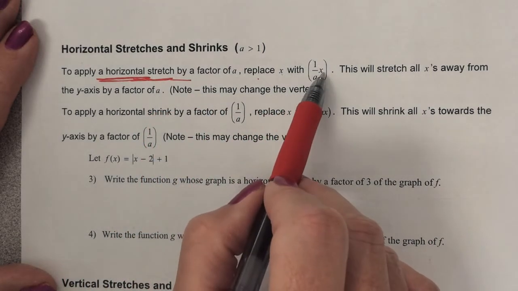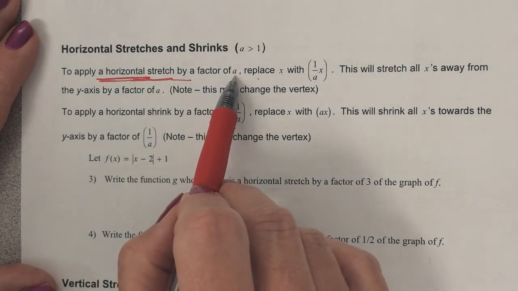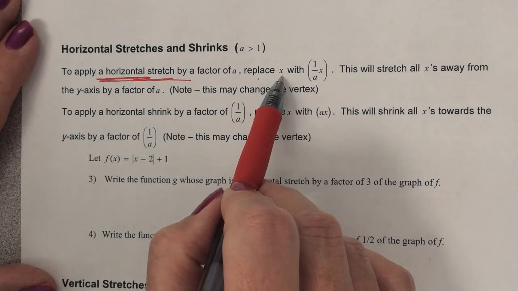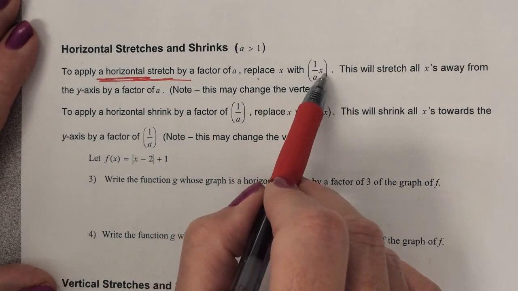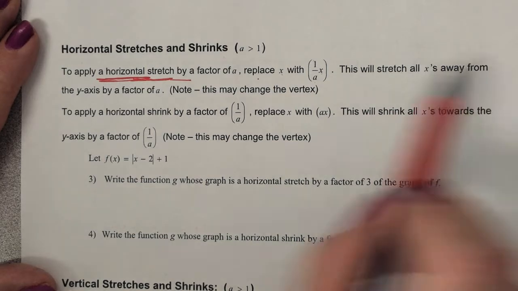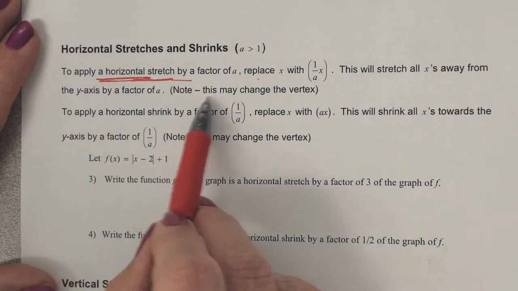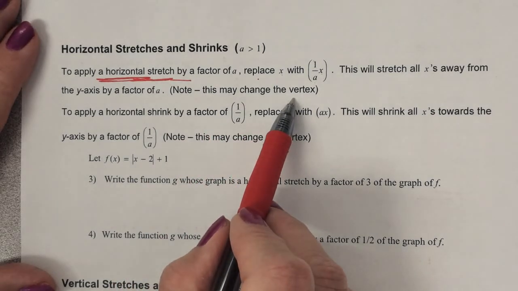Replace x with 1 over ax. So if I want to do a horizontal stretch by a factor of 2, I have to replace x with 1/2 x. This will stretch all x's away from the y-axis by a factor of a. Note, this may change the vertex.